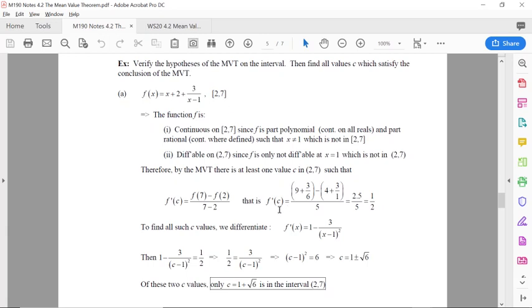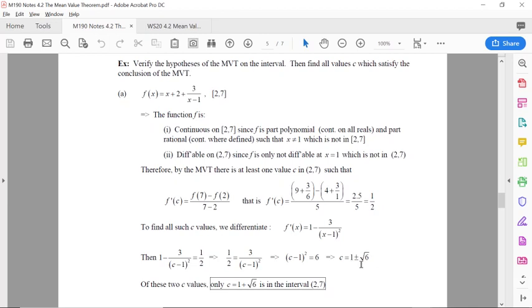So we can find out what f prime of c is by taking our derivative, f prime of x, and plugging in c. So here's our f prime of c, 1 minus 3 over the quantity c minus 1 squared. Set f prime of c equal to the average rate of change, which is 1/2, and solve the resulting equation, knowing that there must be at least one value of c that makes this equation true. So we solve the equation, and we get c is equal to 1 plus or minus the square root of 6.